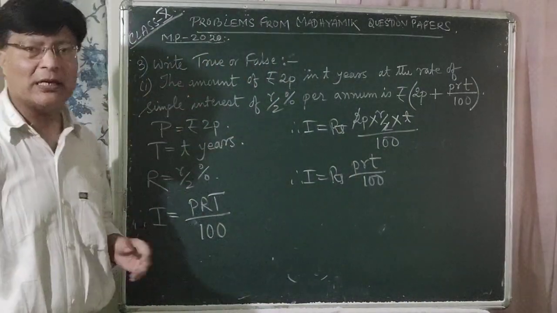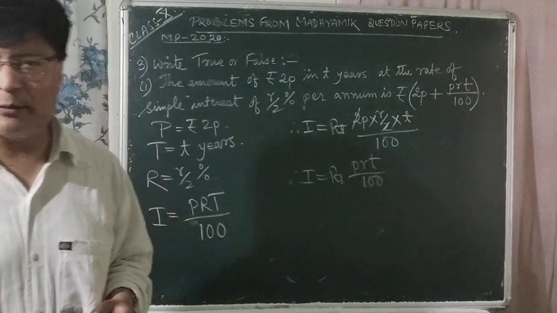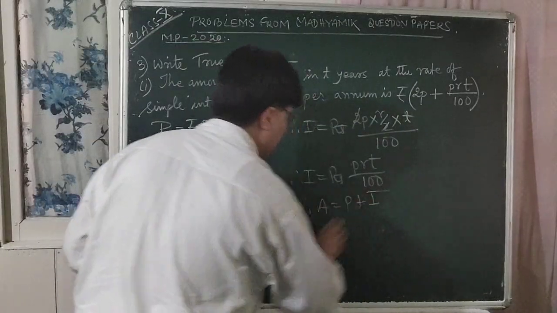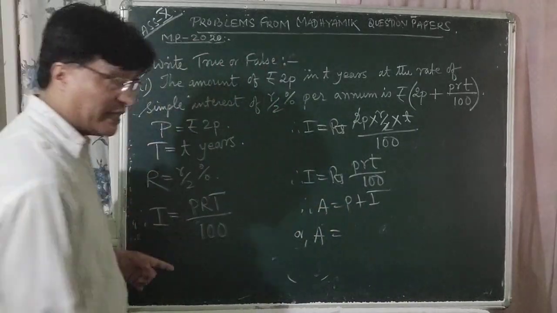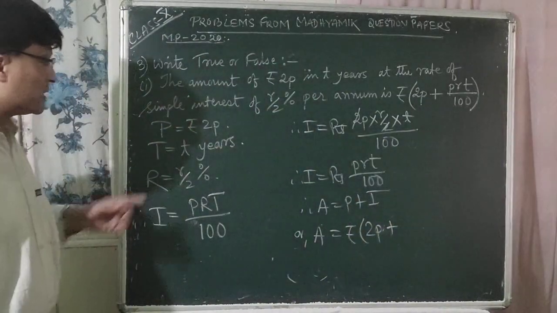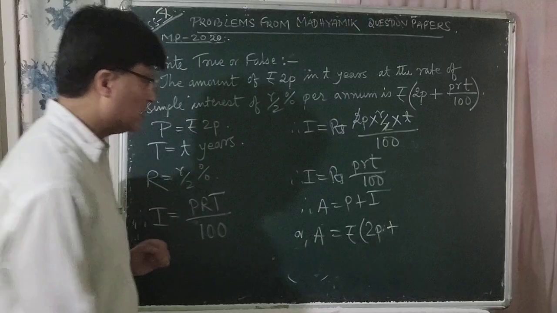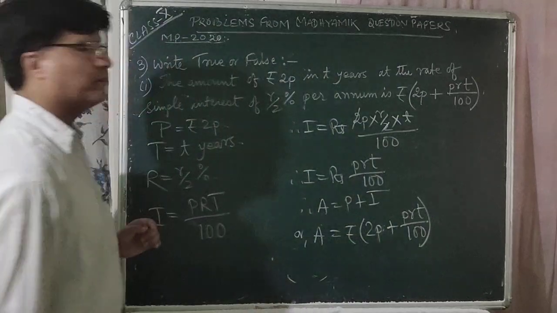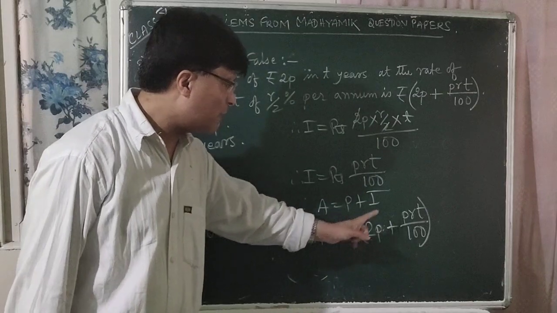But you have to calculate the amount. Okay, what is the formula for amount? Amount is equal to principal plus interest. That is A is equal to P plus I. What is the principal out here? It is twice P, so it is rupees twice P plus, what is the interest now? Just now we have determined it, that is PRT by 100, right? So this is the required amount. So required amount is equal to rupees twice P plus PRT by 100.